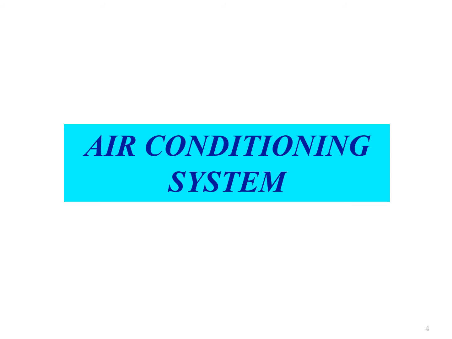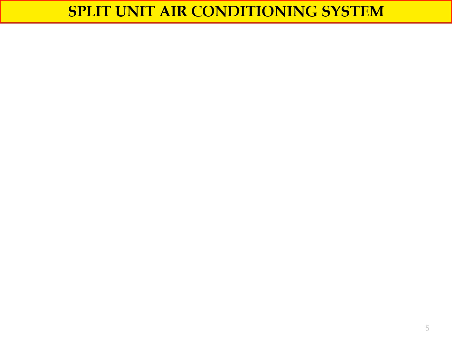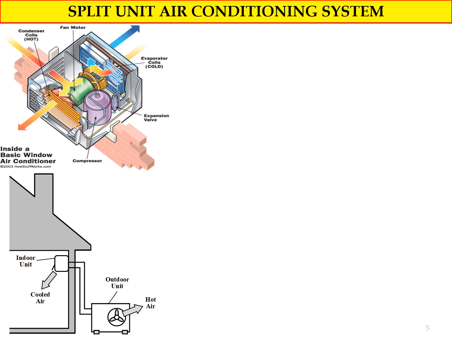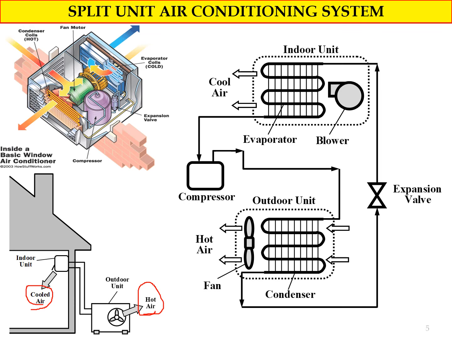Air conditioning system. Split unit air conditioning system. This is one example of the split unit air conditioning system. And from the simplified diagram, we know that we have this indoor unit and also outdoor unit. The indoor unit is where the cold air is blown into the space, and the outdoor unit is the location where the heat is released to the surrounding.